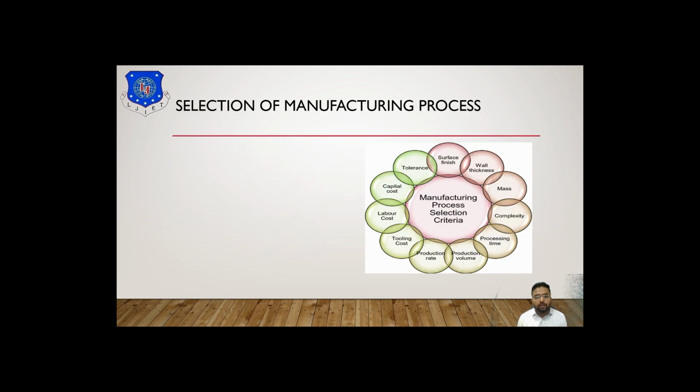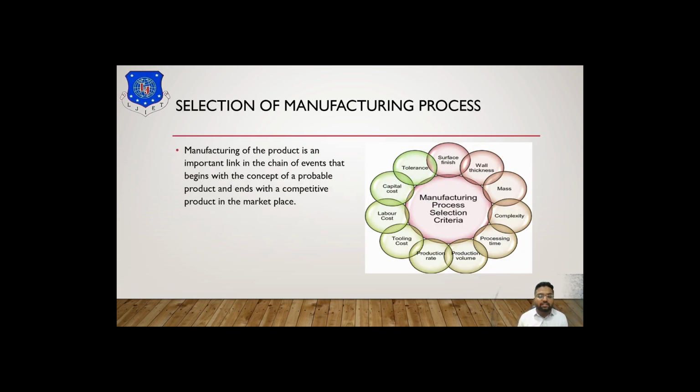For that, there are manufacturing methods which depend on a chain of events depending on the product, which starts from surface finish, wall thickness or anything, and ends with competitiveness in the market. So our manufacturing process should be very attractive and cover all the criteria, whether engineering criteria, design criteria or market criteria. It should fulfill each and every criterion without losing its core idea or core function.